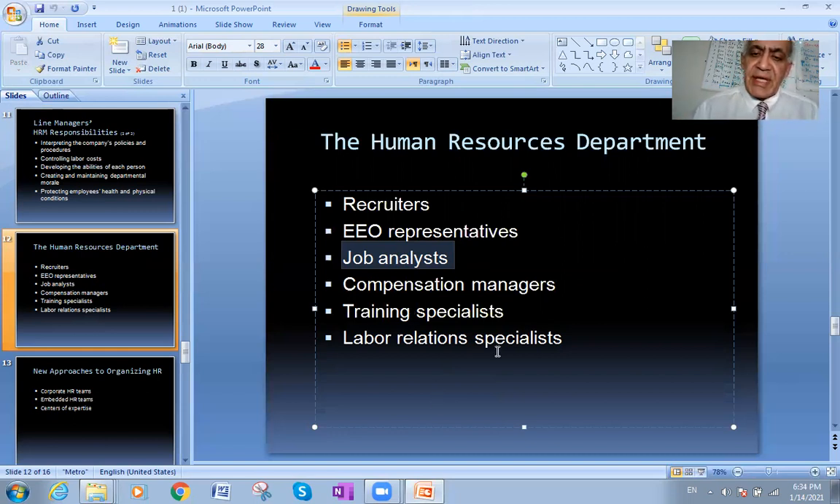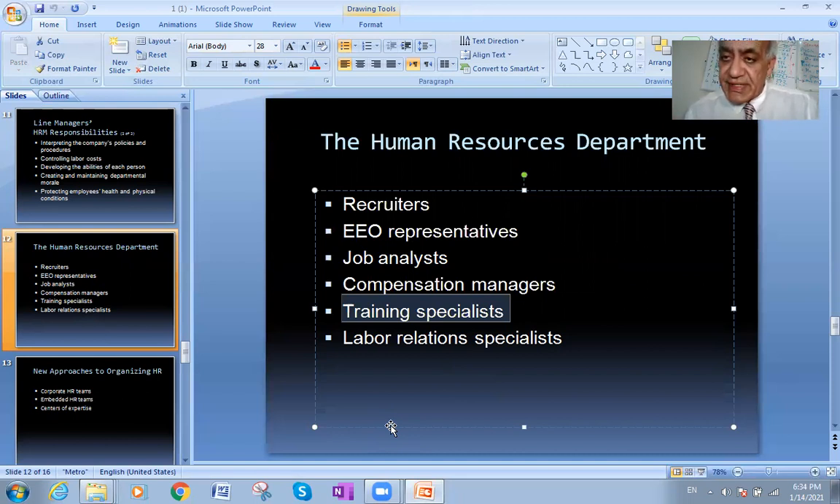Okay. Training specialist. The human resource department are also specialists in training, and training is an ongoing process, by the way. So it's not only when the employee joins the work for the first time, but you must always train your employees on doing the job.